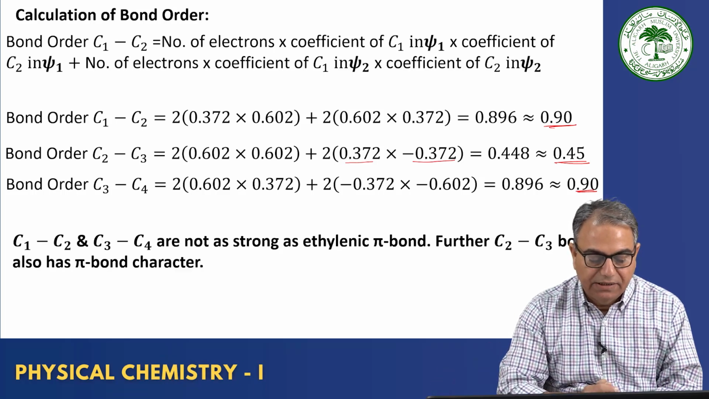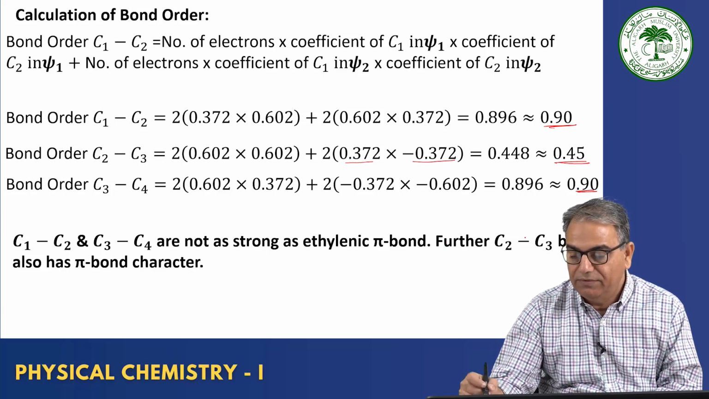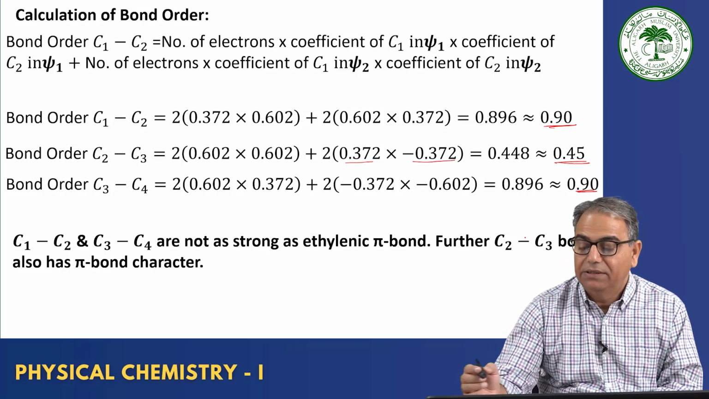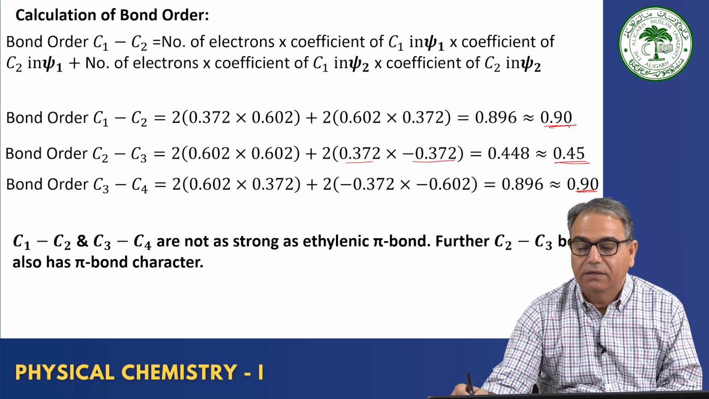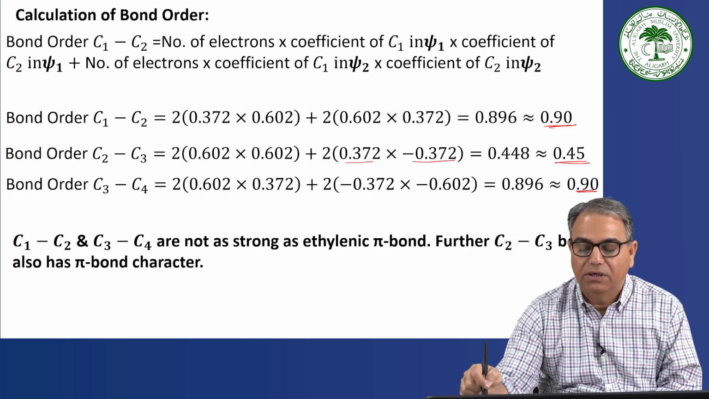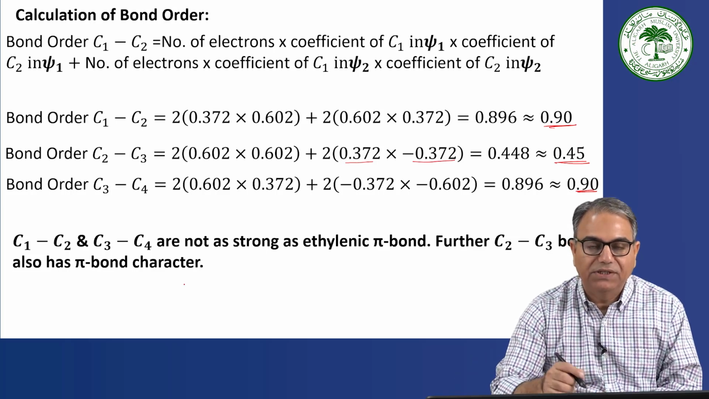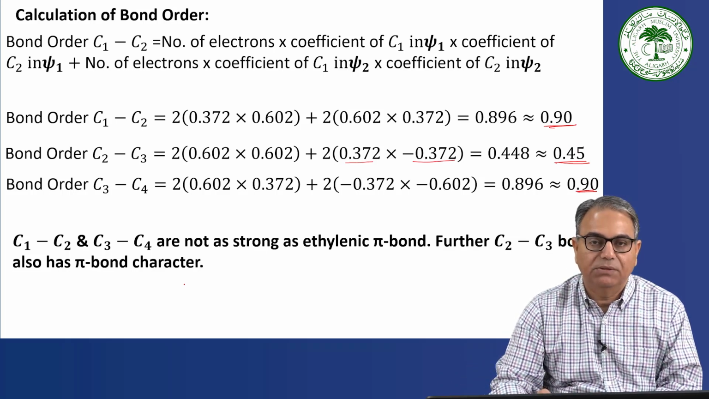So what we say here is that C1, C2 and C3, C4 are not as strong as the ethylenic pi bond. This is also very important, that you don't get a bond order of 1 here. In this case, you don't get a bond order of 1. You get 0.9 and 0.9. So it means it is less stable than the ethylenic pi bond, and we have some double bond character in the C2, C3 bond also. So this is an observation which we obtained from the HMO approximation.